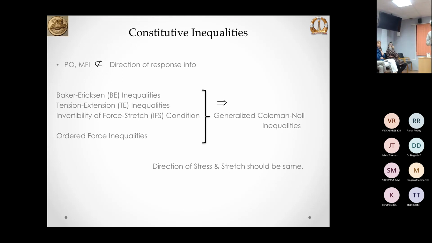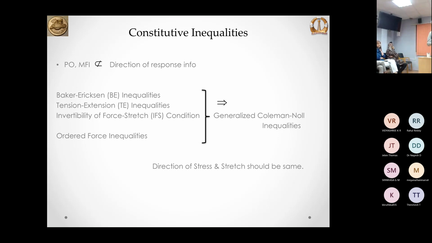What are these actually? The principle of objectivity and material frame indifference are not giving information about the direction of loading. That means, is the response monotone with the input? So this direction is not explicit from these constraints. Therefore we have to go for some special inequalities, so that the strain energy function we are designing takes care of the monotone of the response also.